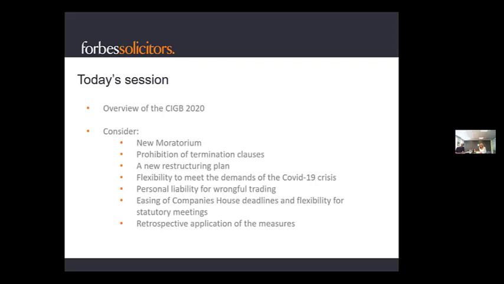What the Act seeks to do is put measures in place to relieve the burden on businesses during the coronavirus outbreak. It does this in a number of ways, some of which we'll cover off for you this afternoon, and we'll consider the new moratorium, prohibition of termination clauses, the new restructuring plan, flexibility to meet the demands of COVID-19, personal liability for wrongful trading, and the easing of certain deadlines and flexibility in relation to Companies House. It's a very broad topic.